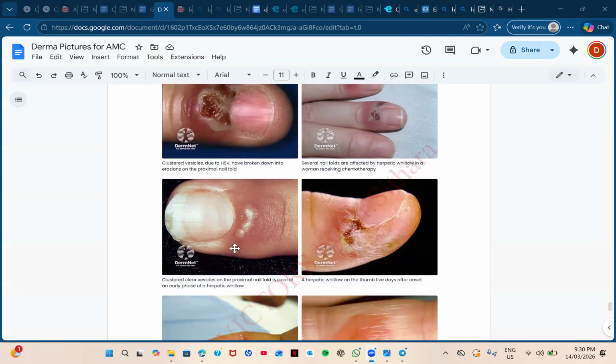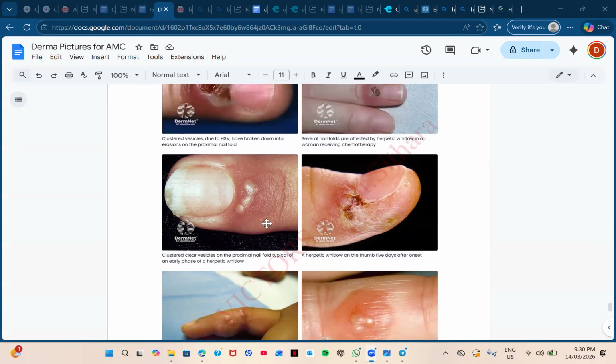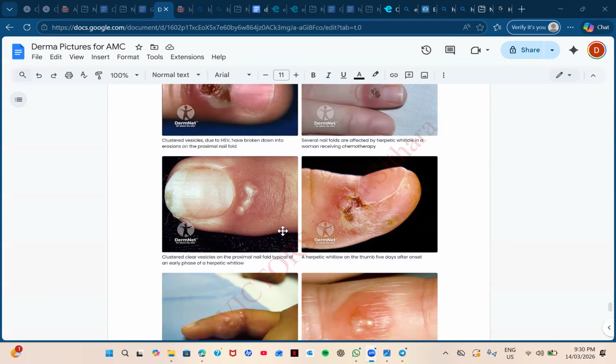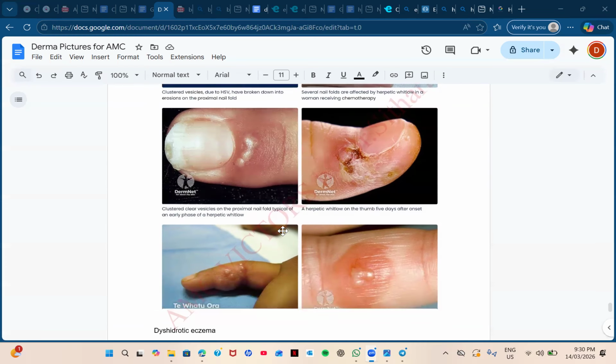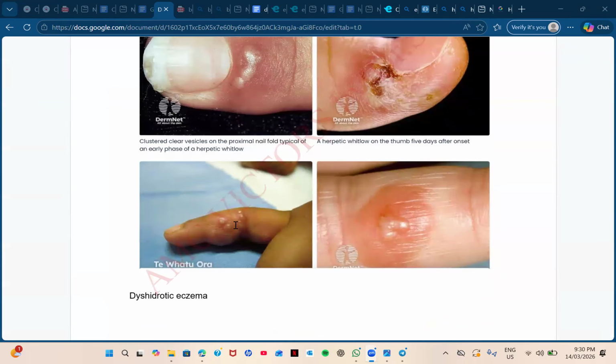This is a typical picture. Very painful, right? And sometimes the patient can present with fever and lymphadenopathy, right? Here it's a painful group of vesicles, right?